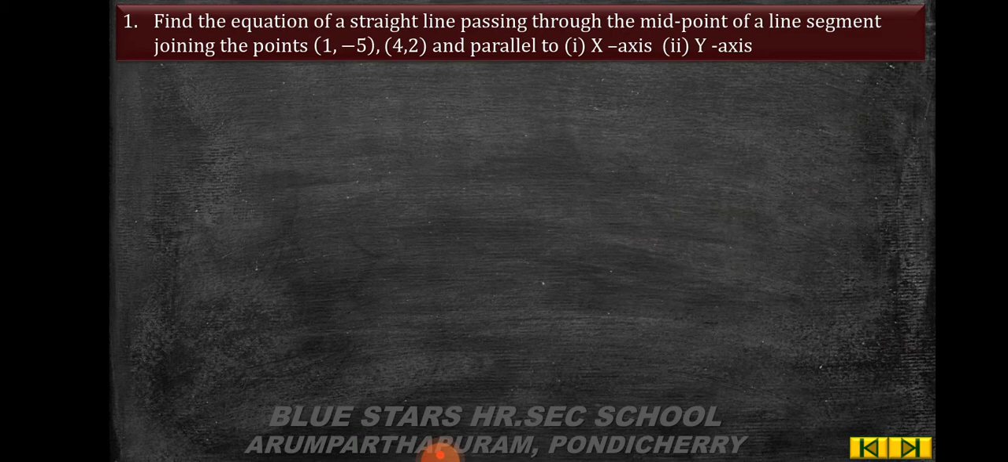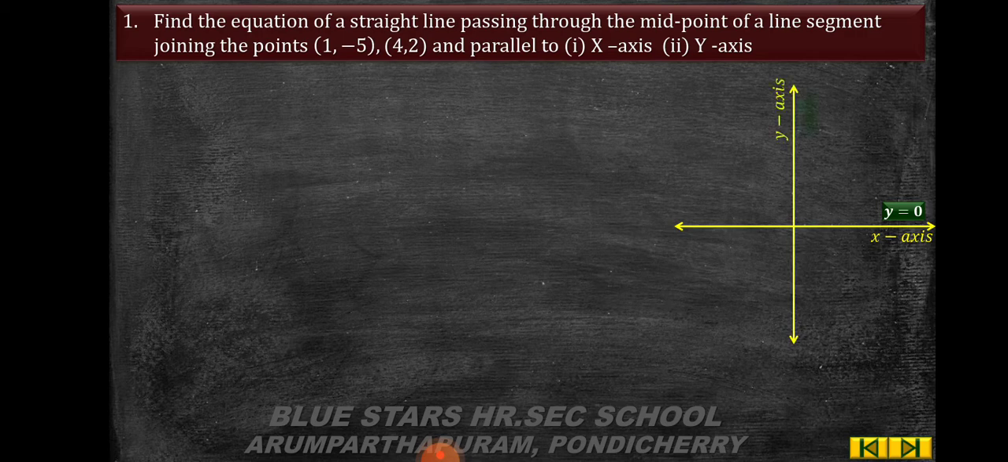Now we are moving to exercise 5.3, first problem. Find the equation of a straight line passing through the midpoint of a line segment joining the points (1, minus 5) and (4, 2) and parallel to: first subdivision, the x-axis, and second subdivision, the y-axis. So this is your x-axis. In the x-axis we know that y is equal to 0, and in the y-axis, x is equal to 0.